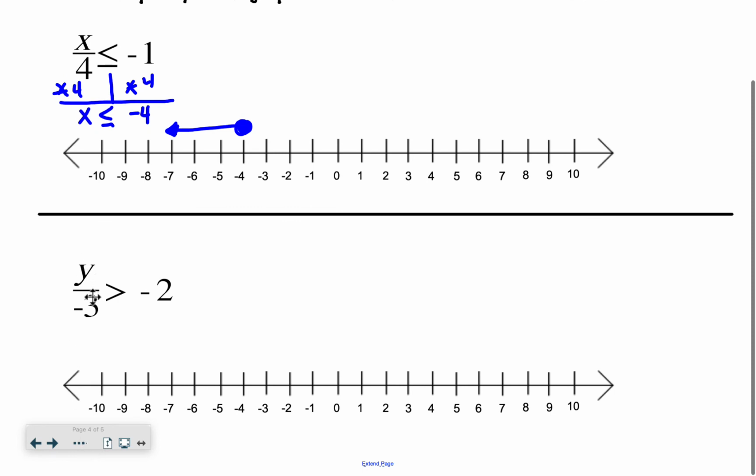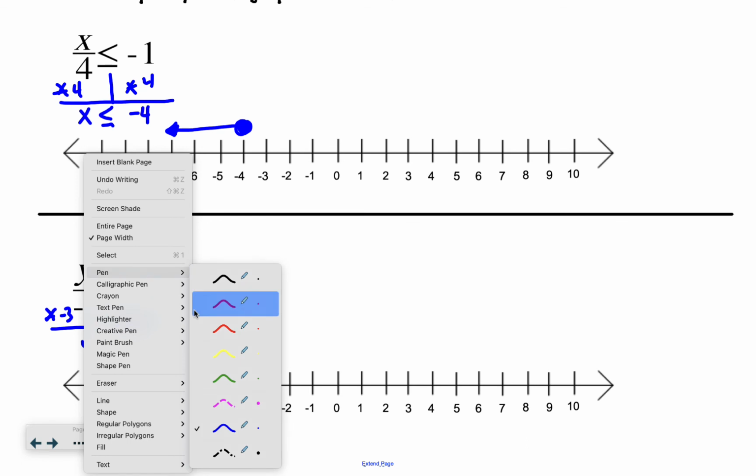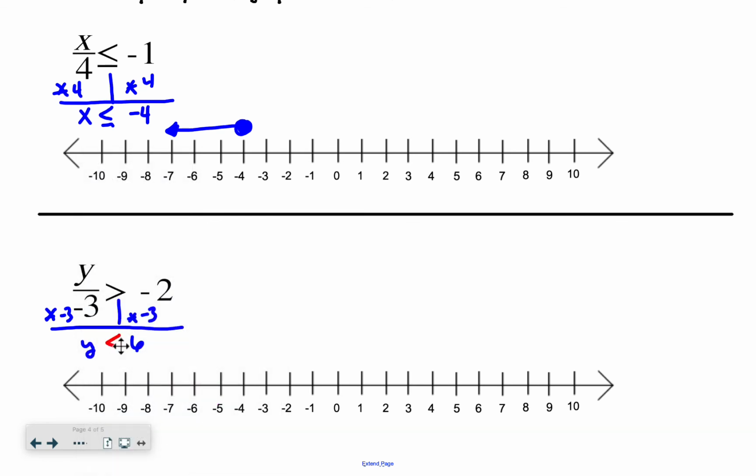Okay, let's try another one. We have y over negative 3 is greater than negative 2. So this time I'm going to multiply both sides by negative 3. I have y, and negative 2 times negative 3 is 6. Then I want to know, do I change my sign or do I keep it? The 6 is positive, but that 6 doesn't mean anything. The only thing I care about is that I multiplied both sides by a negative 3. Since I multiplied both sides by a negative, I need to flip my sign.